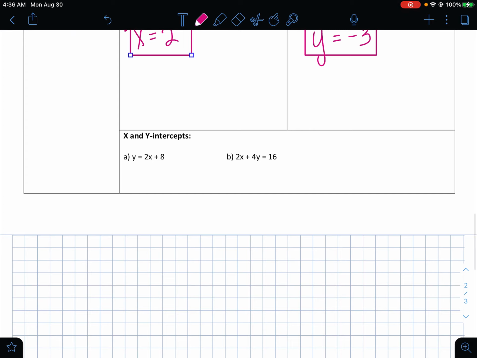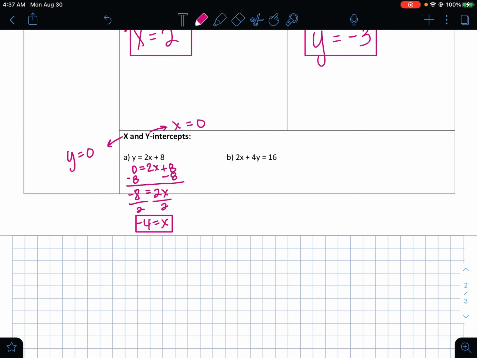All right, last we have x and y intercepts. So to find an x-intercept, you're going to need to make y equal to 0. And to find a y-intercept, we're going to have to make x equal 0. So for a, we have 0 equals 2x plus 8. And then we just have to solve for x. So we're going to subtract 8 on both sides. That's going to be negative 8 equals 2x. And then divide both sides by 2. That's going to be negative 4 equals x. So that's the x-intercept. Okay, so you could do the same thing and find the y-intercept, but let's just try the y-intercept on B.